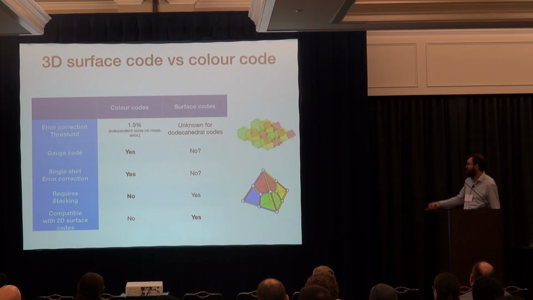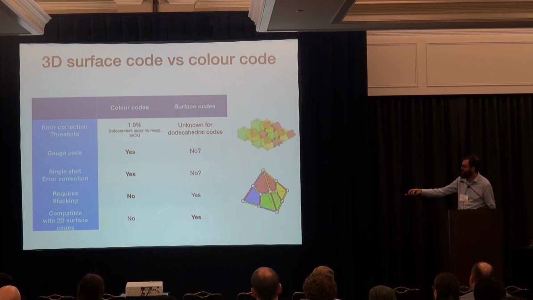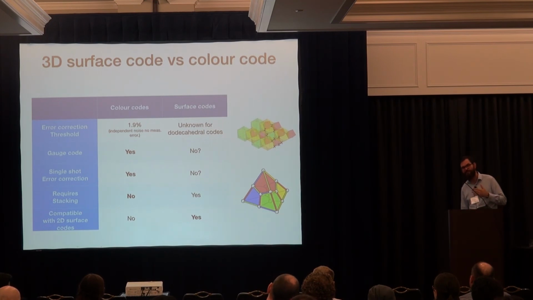And we have this advantage that these are directly compatible with 2D surface codes, although we've seen talks today where we've seen that you can also use lattice surgery to connect color codes and surface codes, so perhaps that advantage is a weaker one. Nevertheless, it's nice that the 2D surface codes and the 3D surface codes can be combined in such a simple way.